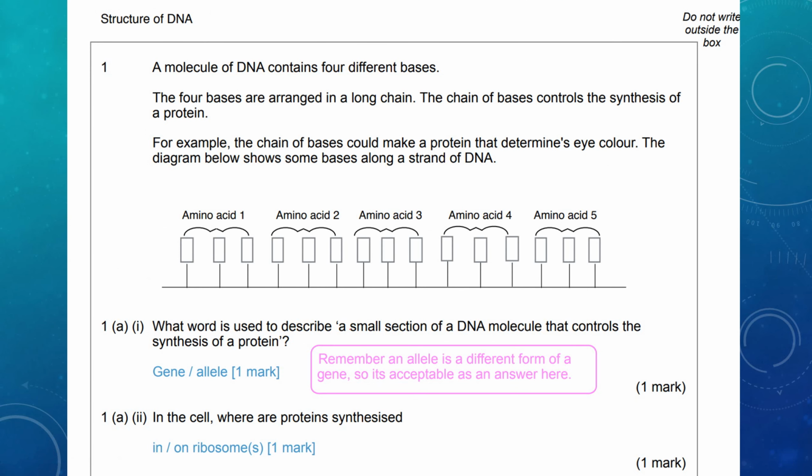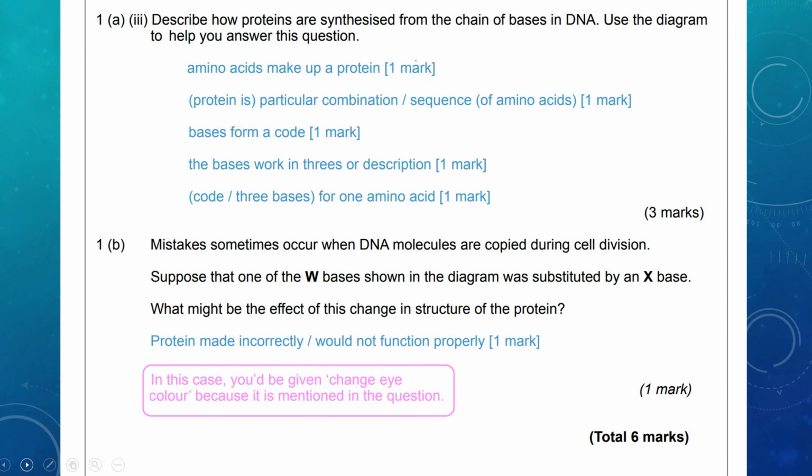So the first bit here, a small section of a DNA molecule that controls the synthesis of a protein is a gene or allele. This word allele is different versions of the gene, so dominant or recessive. In the cell where proteins are synthesized, ribosomes, okay, you should have learned that from year 10. And then this one, the tricky one.